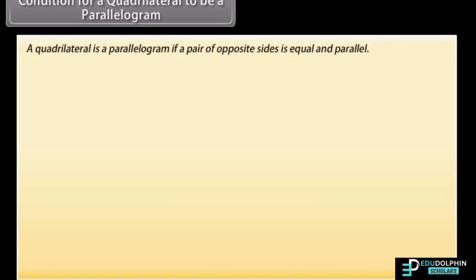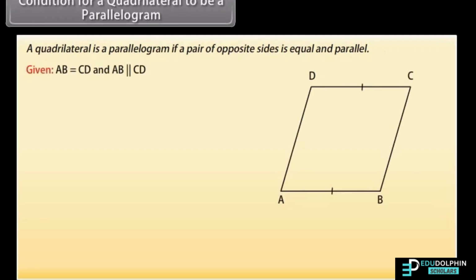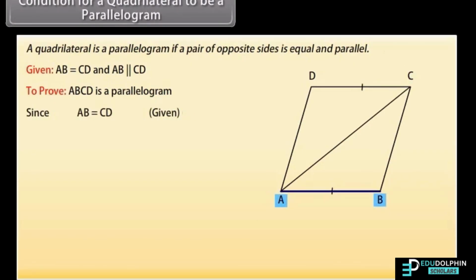Condition for a quadrilateral to be a parallelogram. Another condition for a quadrilateral to be a parallelogram is: a quadrilateral is a parallelogram if a pair of opposite sides is equal and parallel. Given that AB is equal to CD and AB is parallel to CD, we have to prove that ABCD is a parallelogram. Draw a diagonal AC. Since AB is equal to CD, which is given, AC is equal to AC, which is common, and angle BAC is equal to angle ACD because AB is parallel to CD.